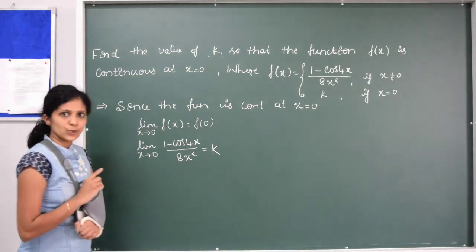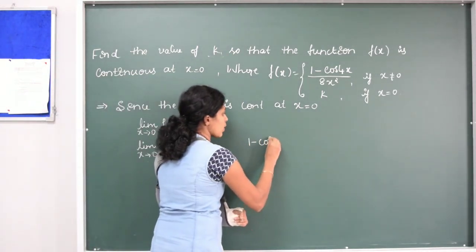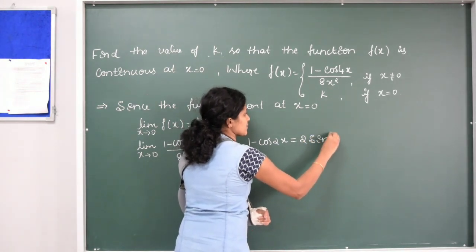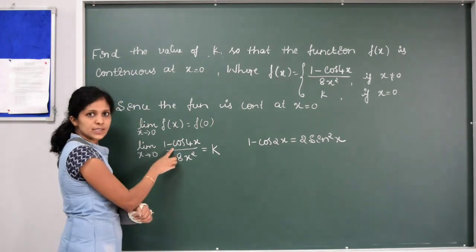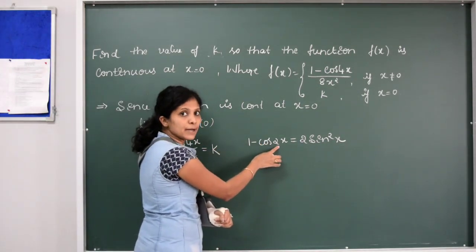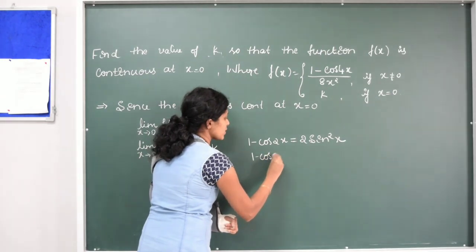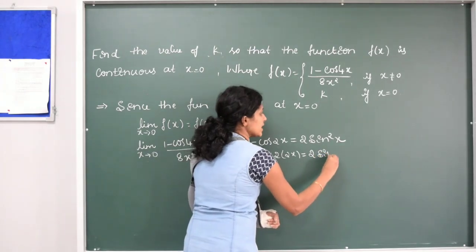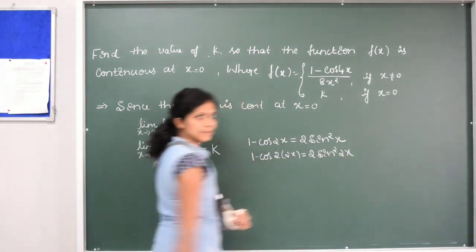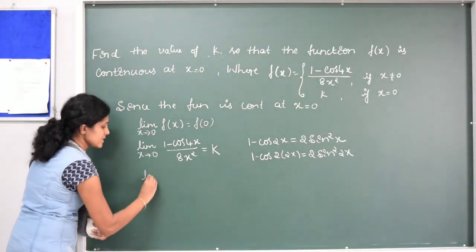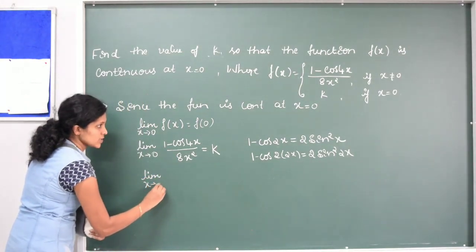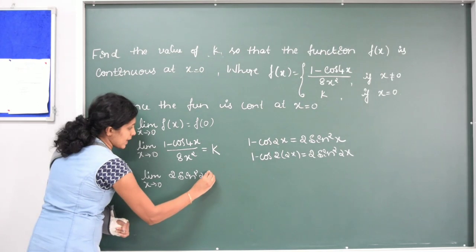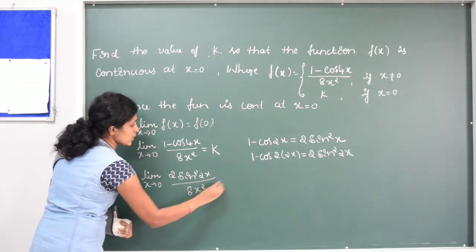Now 1 minus cos 4x is there. You know the formula, 1 minus cos 2x. By using the cos 2x formula, we can write this as 2 sin square x. Now here we have 1 minus cos 4x, so we need to multiply the angle by 2. If I multiply the angle by 2, 1 minus cos 2 of 2x is equal to 2 sin square 2x. Is it clear? We multiply the angle by 2. So limit of x tending to 0 of 2 sin square 2x divided by 8x square is equal to k.